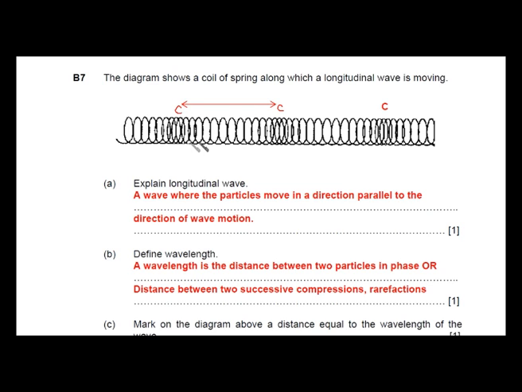So how do we know where the wavelength is? The wavelength is quite simple. It's just between 2 regions of compression.